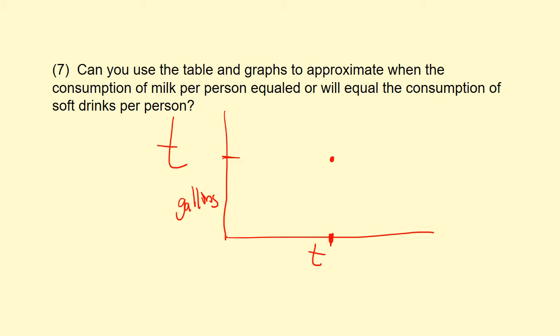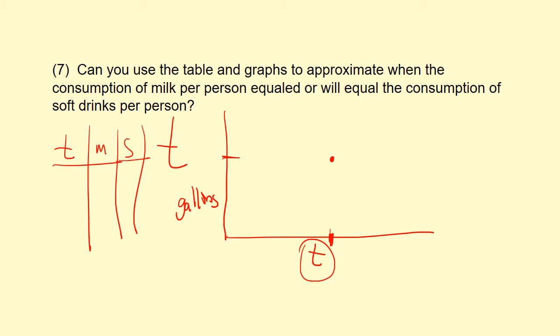So what that means is that both of these lines need to go through this point here, because this point needs to represent both milk and soda. So we want to approximate that t there. What approximate value of t gives us this point here? And we want to go to the table and see what value of t gives us approximately the same value for milk and soda.